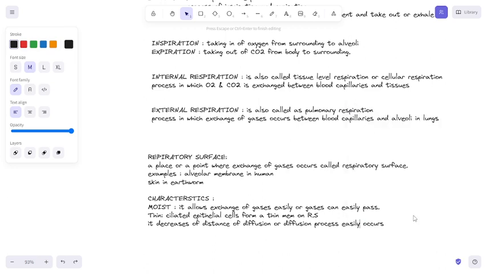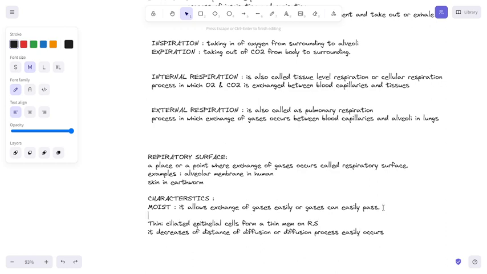So why should it be thin? Because when the surface is thin, it is made up of the ciliated epithelial cells. If we talk about the alveolar membrane, it makes the respiratory surface thin, and it decreases the distance of diffusion, so the diffusion process occurs easily.